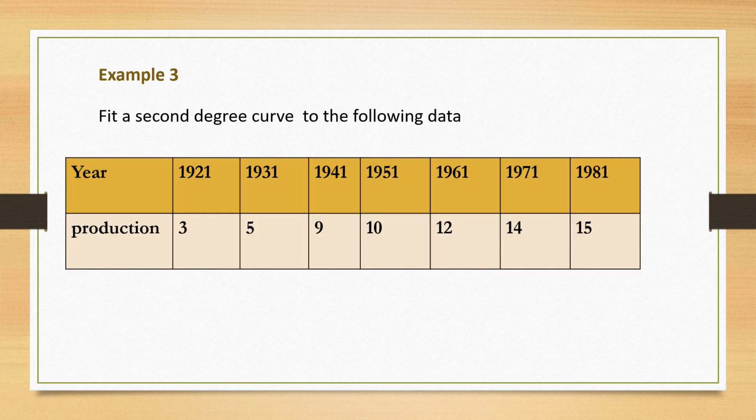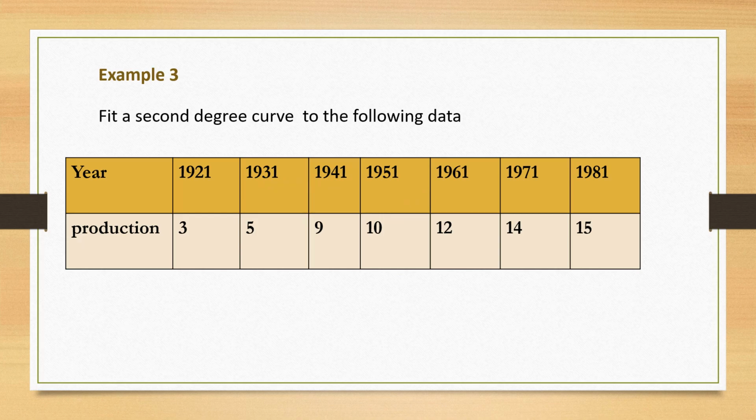In the previous problem, now if we take 1, 2, 3, 4, 5, 6, 7, there are 7 data points given. So we can take the middle value, like 1941 or 1951. I have taken 1951 as the middle value. You can have any one value. This is the middle one, right? 1921, 1931, 1941, 1951 is the middle value.